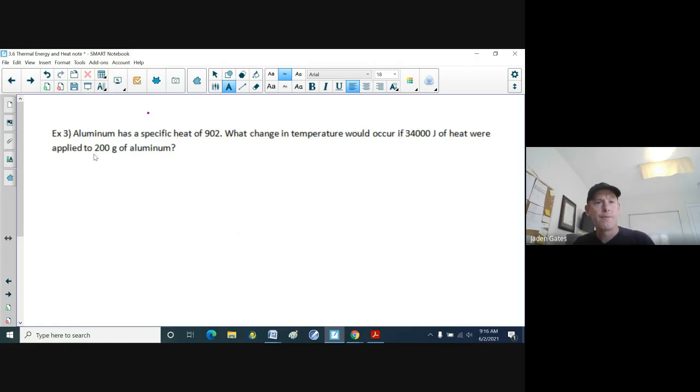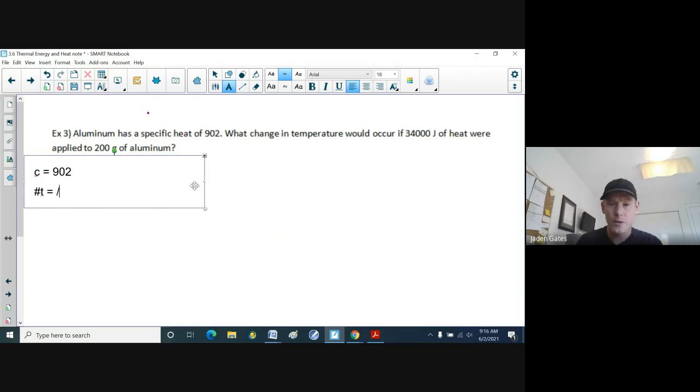Yeah, mass. All right, so let's see here. Example 3. Aluminum has a specific heat capacity of 902. What change in temperature would occur if 34,000 joules of heat were applied to 200 grams of aluminum? All right, so again, I'm going to write out my values here. The first sentence tells me the C value is 902. What change in temperature? That's my delta T I'm looking for here.